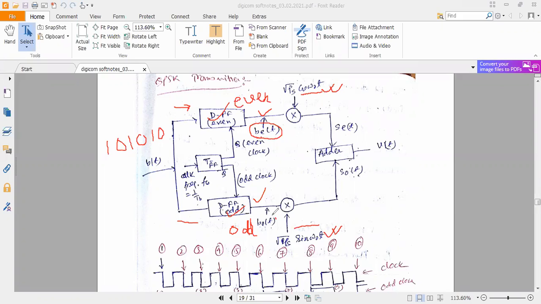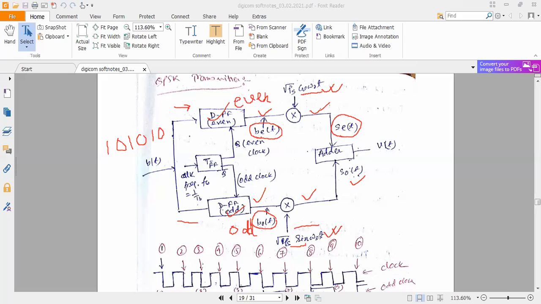So here we are getting b_e(t). So b_e(t) multiplied by this carrier will be the available signal here. Here what will happen? b_e(t) root 2 P_s cos omega_0 t will be available here, and that is called a_e(t). So a_e(t) means b_e(t) into root 2 P_s cos omega_0 t, and for odd, what will it be?